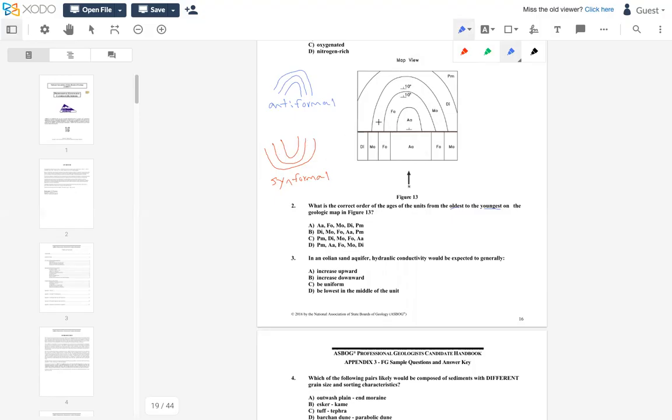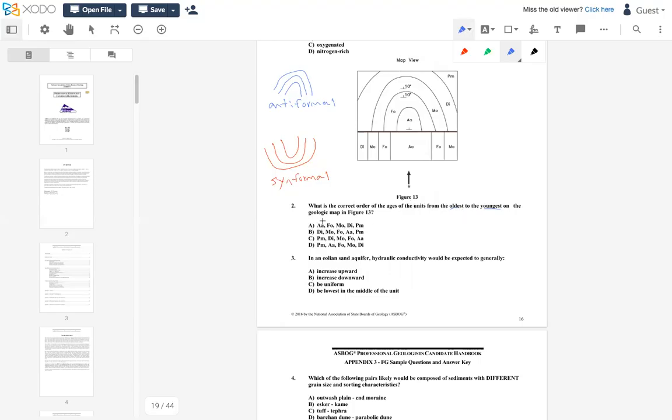So right off the bat, we see that we have this antiformal structure. We see that we have limbs that are dipping away from the core, which is a characteristic of an antiformal structure. So let's go ahead and look at our answer choices and see if there's something that will fall out that maybe we're not immediately seeing, because this is a timed exam. We're trying to work smarter, not harder, for now. So what is the correct order from oldest to youngest?